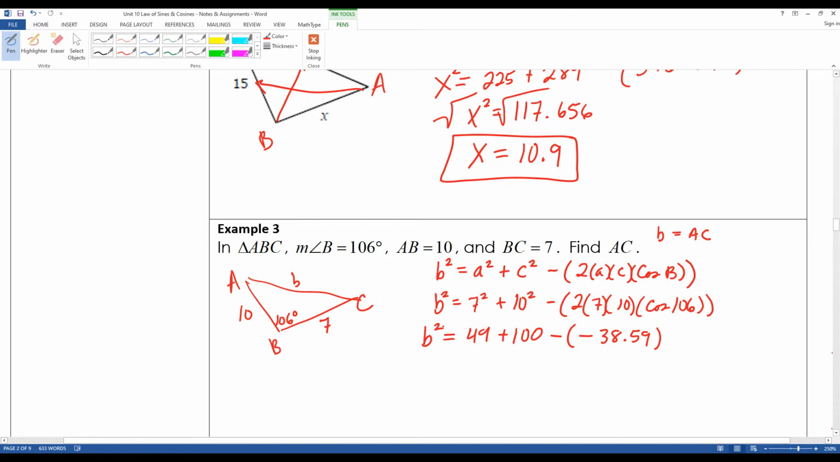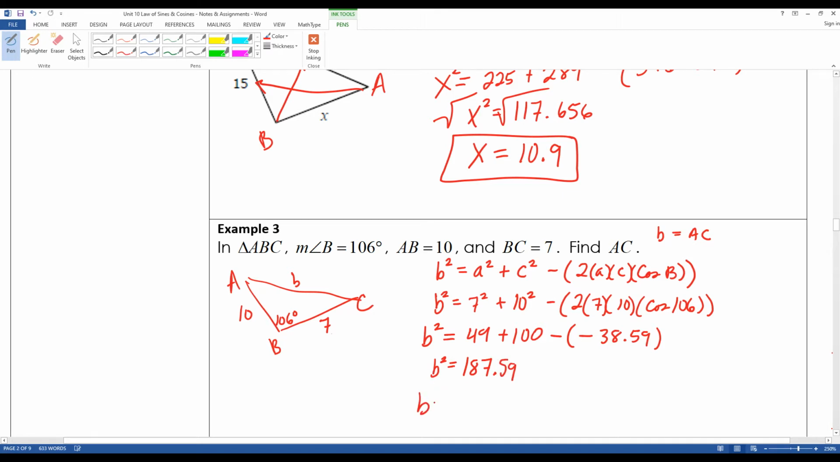And so let me add them up. So that plus 100 plus 49, because minus the negative is going to be positive. So 100 plus 49 plus 38.59. And I get 187.59. So b squared is going to equal 187.59.